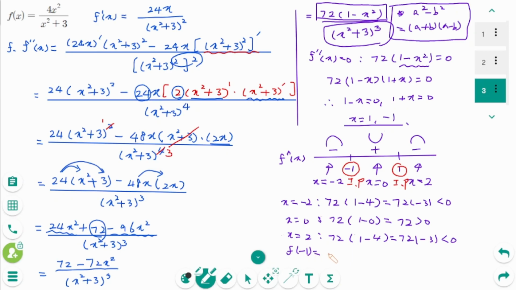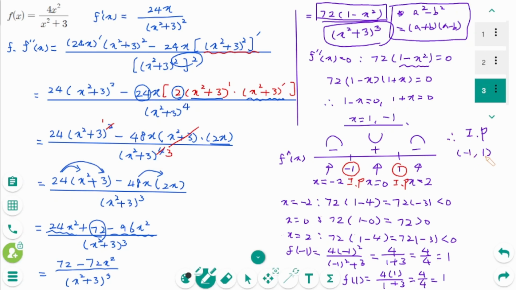F of minus 1 equals 4 times (minus 1) squared over (minus 1) squared plus 3, equals 4 over 1 plus 3, 4 over 4 means 1. F of 1 equals 4 times 1 squared over 1 squared plus 3, 4 over 4 equals 1. Then the inflection points are minus 1, 1 and 1, 1.